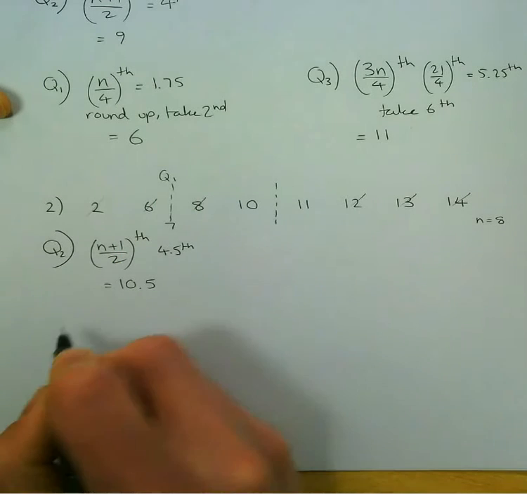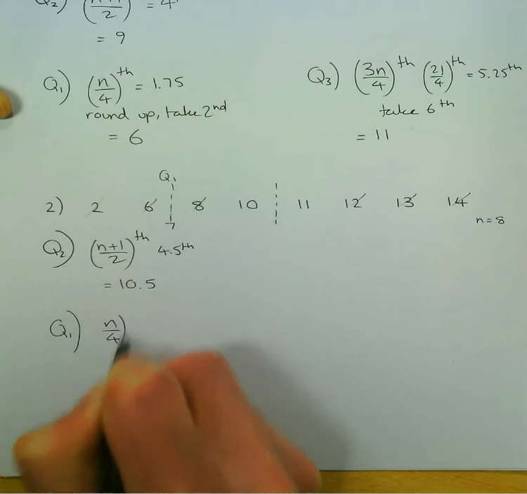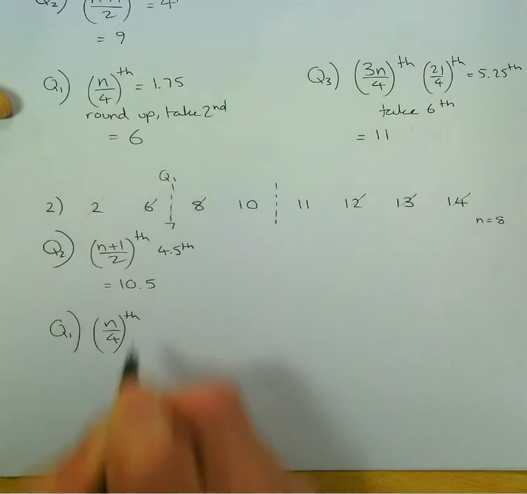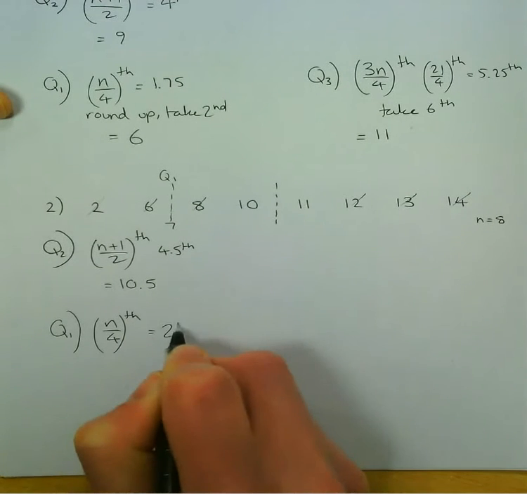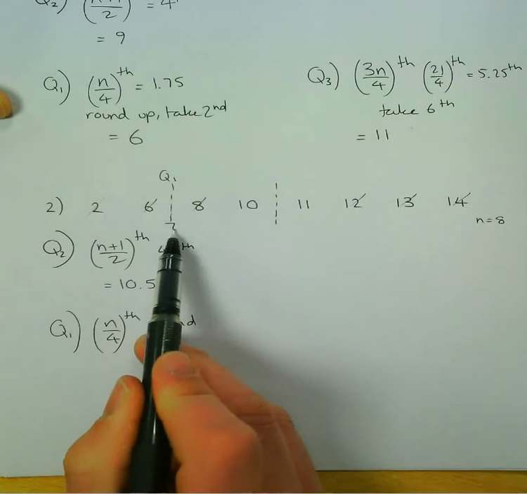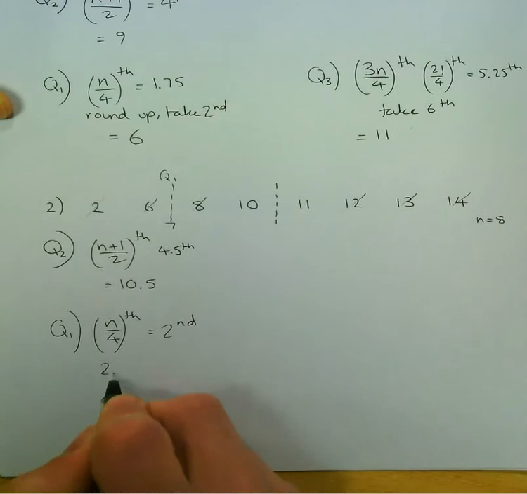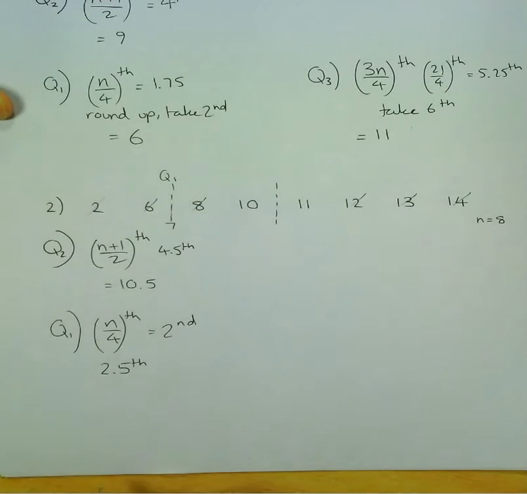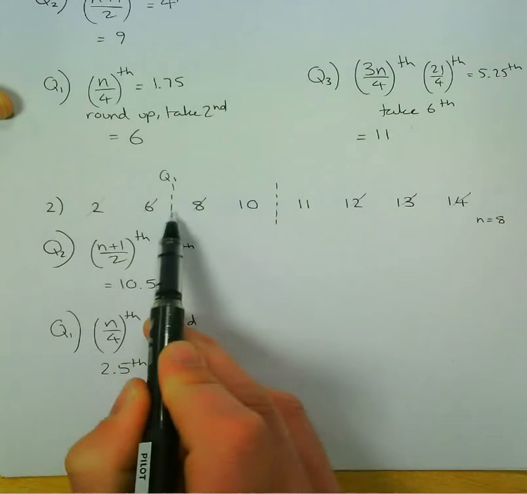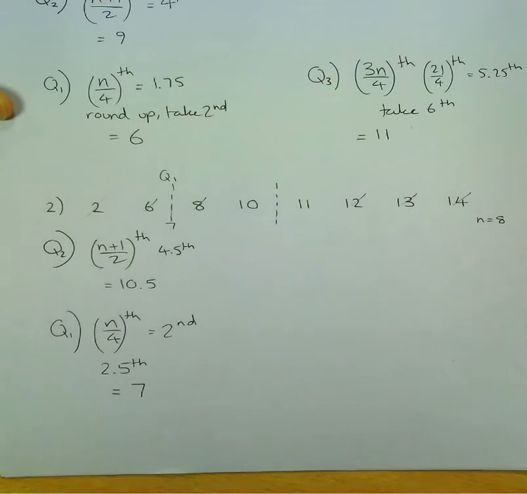Okay? So let's go on our Q1 journey. So we're going to divide n by 4. Well, that's going to be the second number. Oh, but wait. The second number is 6. We know it should be 7. But this is an integer. So when it's an integer, what we're actually going to do is take the 2.5th number, because we can see it is the 2.5th number. So that is 7.